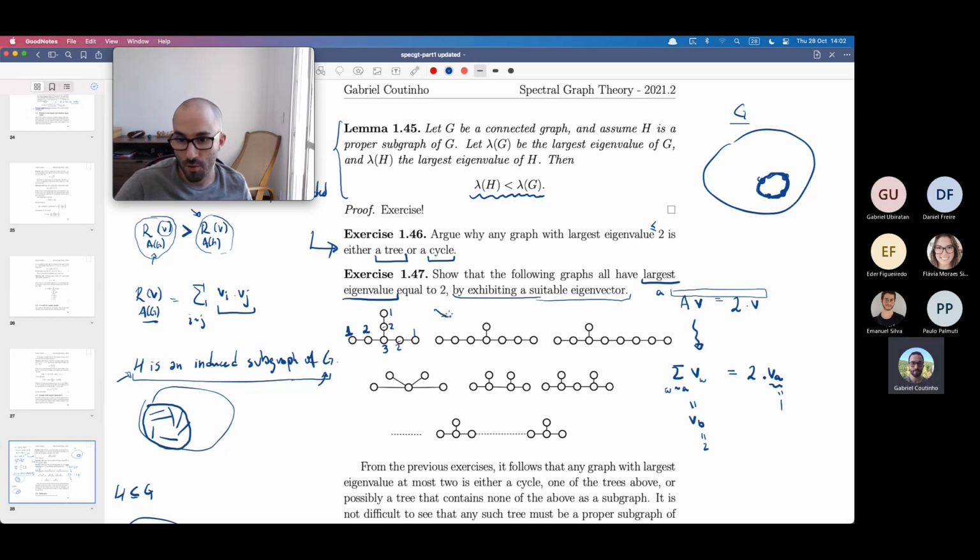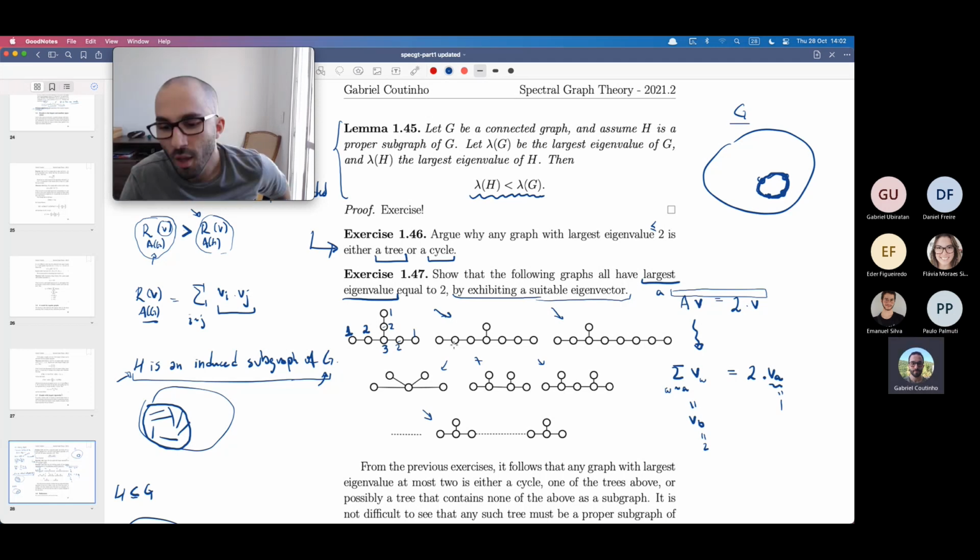What is going to be the eigenvector here, here, here, and in general for this family? This is an exercise for you guys. And in order to show that 2 is the largest eigenvalue, this eigenvector has to be positive. You can always start from the leaves and slowly but surely construct the eigenvector.